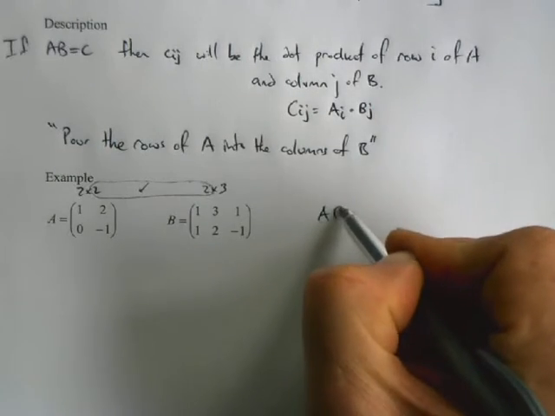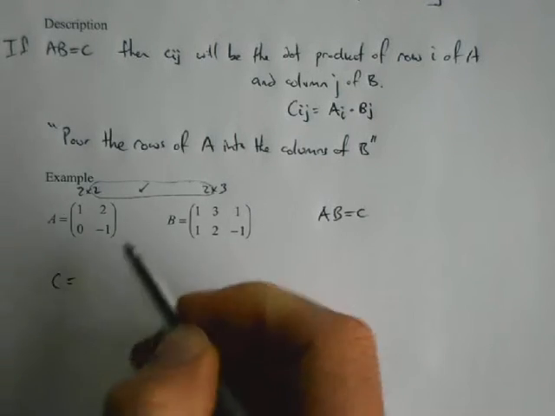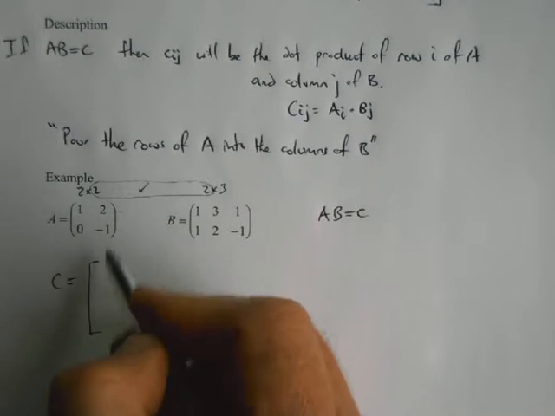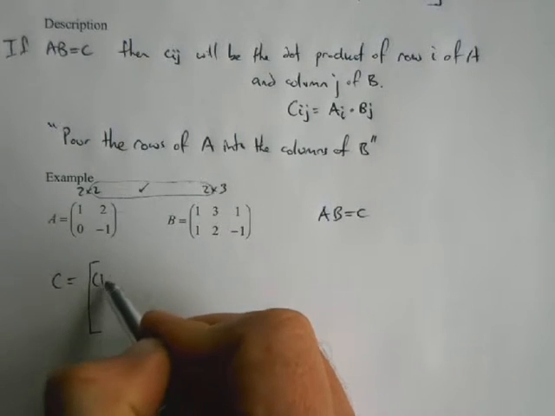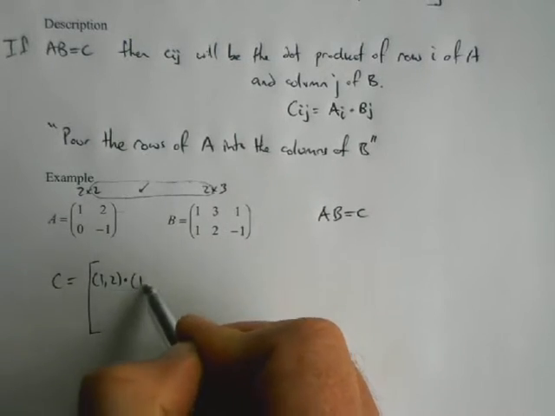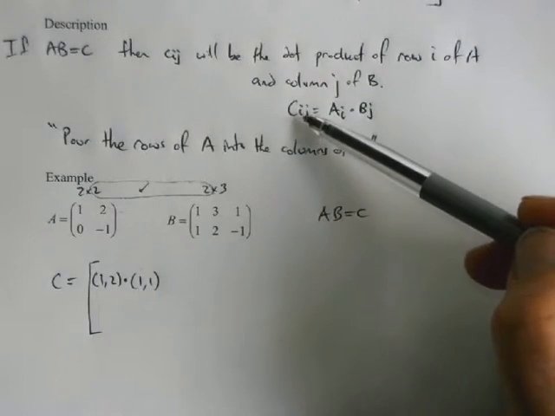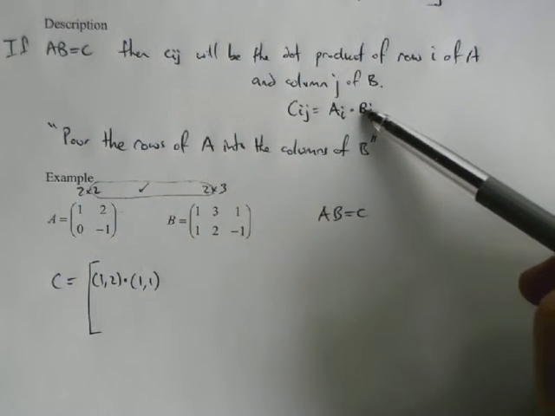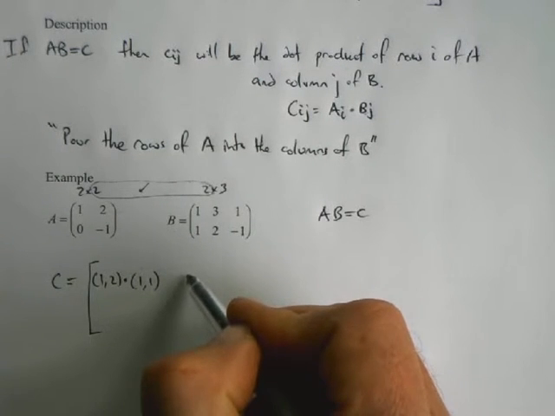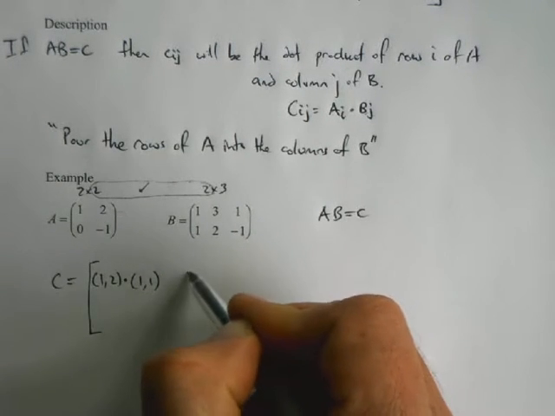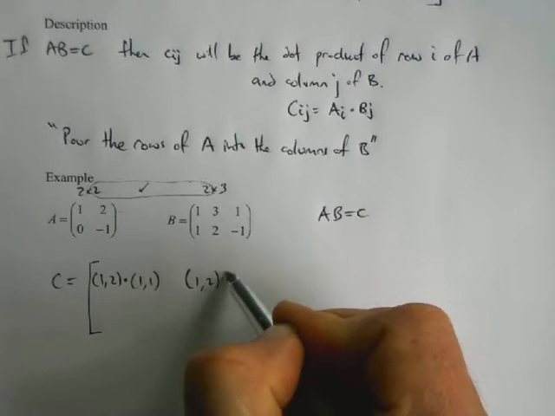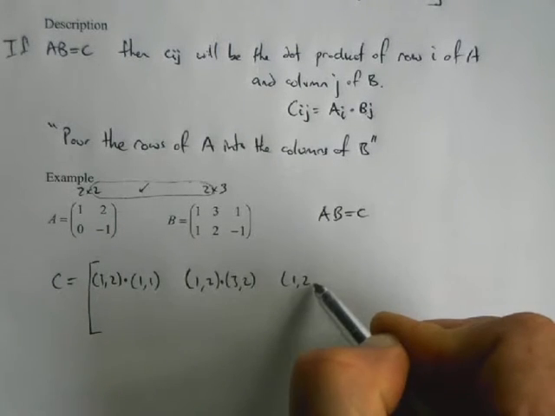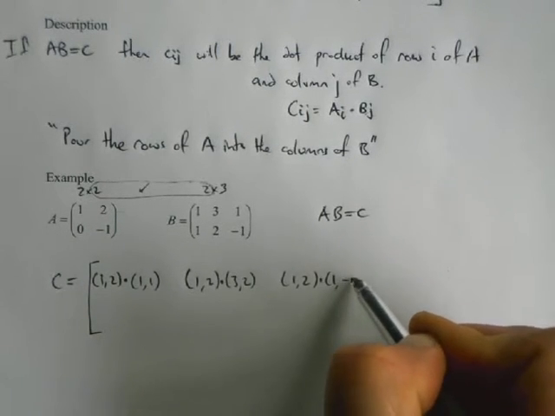And if I'm trying to have A times B equals C, then C is going to be a matrix. The first element of C is going to be the first row of A dotted with the first column of B. So that's what I was talking about up here. The first element, 1,1, is the first row of A and the first column of B. The next element of C is in the first row, so it's going to be the first row of A again, this time with the second column of B, and then the first row of A and the third column of B.